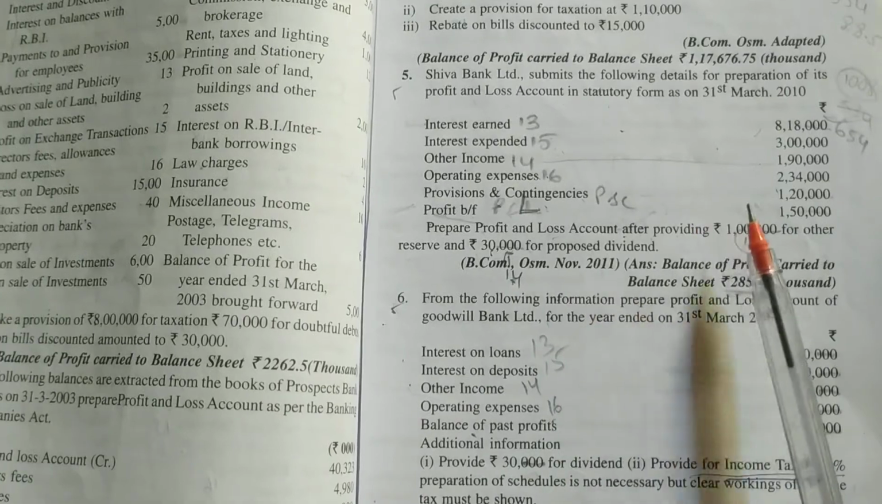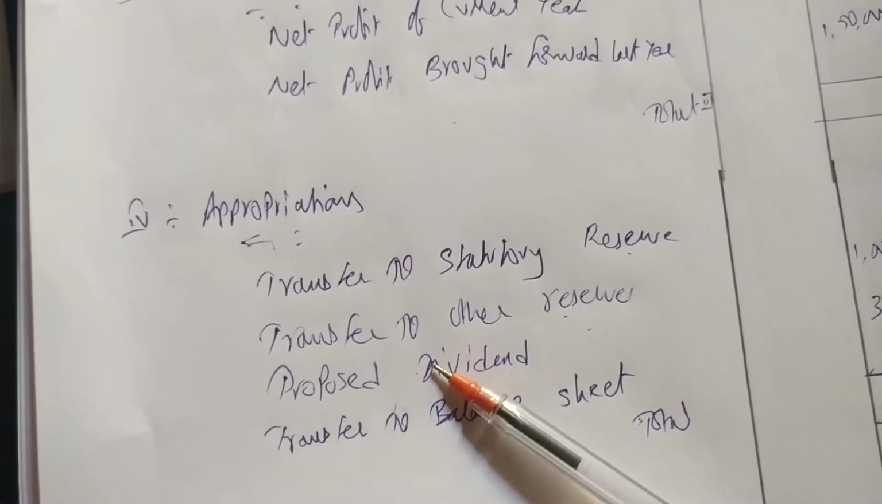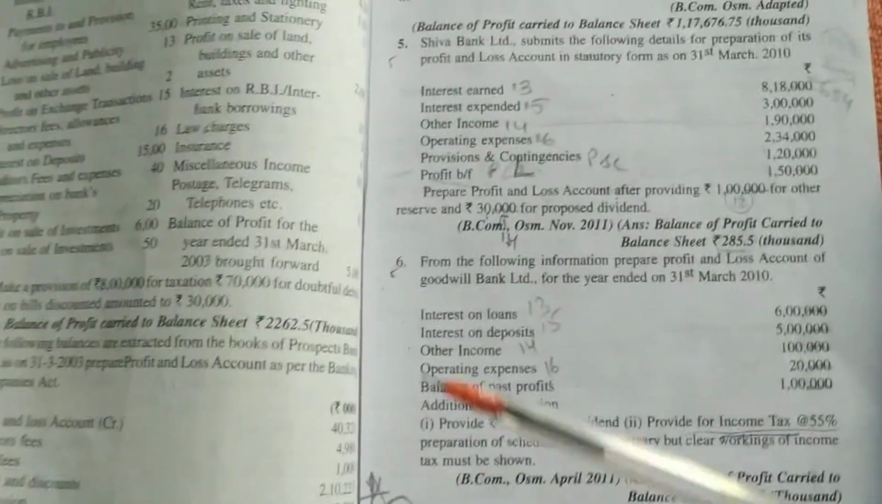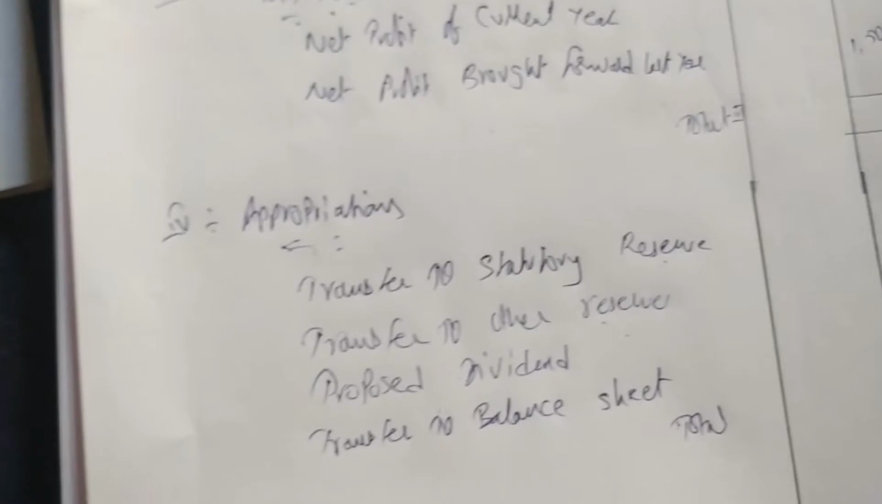Next we have written 1 lakh for other reserves. So we have come to other appropriations and we have written transfer to other reserve 1 lakh. After that we have written proposed dividend 30,000. Okay, so we have written all the information.